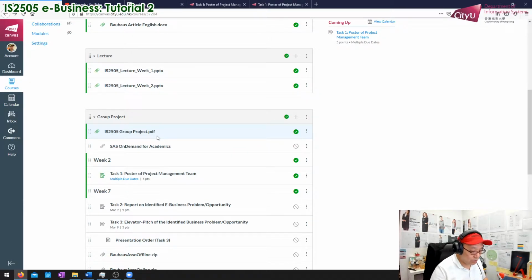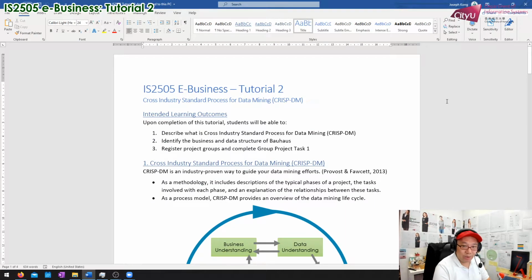Now, some of the students in the previous week asked me what the requirement for the poster is. Well, you don't need to worry about it. I will quickly cover the tutorial material today, and I will talk about the group project and also my expectation for the group poster. This is meant to be a very fun task, no worries, and it should be very easy. So we begin with this Word document.